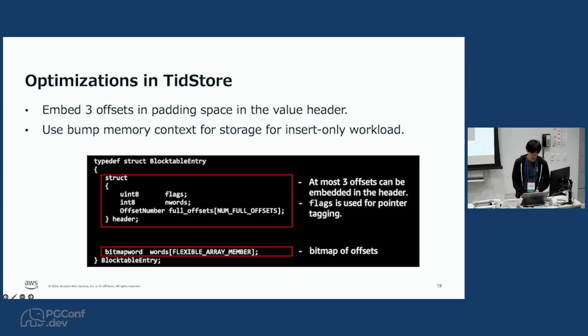So look at performance. The second optimization is using a bump memory context for TID storage. Bump memory context is also a new memory context introduced in Postgres 17, and it is designed for a workload where the data is only inserted and never updated, and the data is freed all at once. So this perfectly matches how the lazy vacuum uses it, because during the lazy vacuum, we accumulate the TIDs into the store, and we free it all at once.